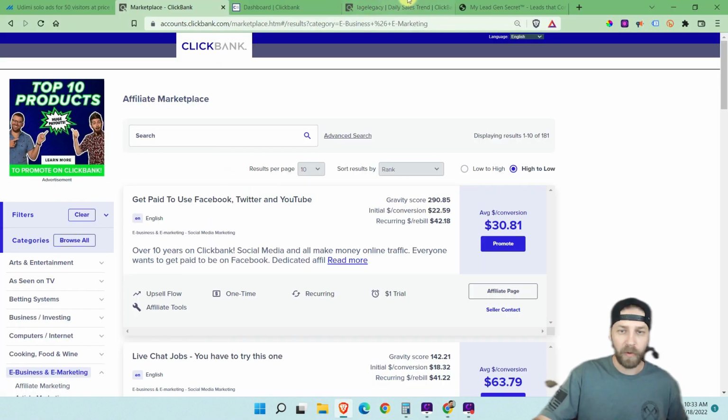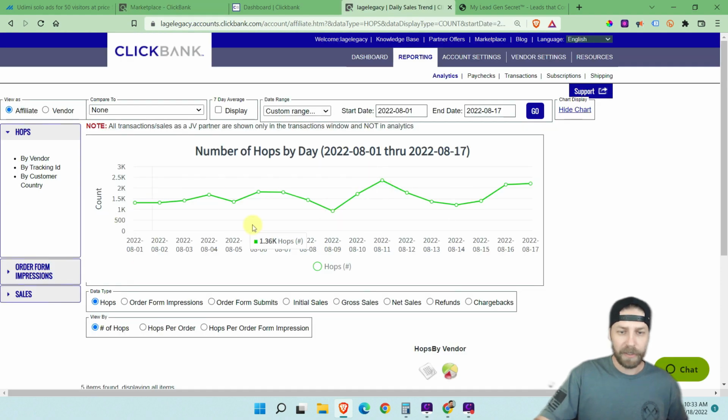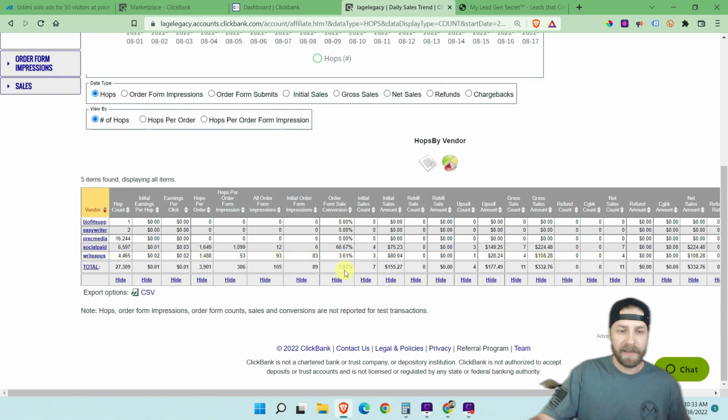So what I've done is I've come here, and this is real-time data, reporting from August 1st to August 17th, and I've taken these values right here. I've taken this value, the 7, this value right here, gross amount of sales. So I have 7 initial sales. Now I'm not including upsells because they are just part of upsells. So these are the initial sales. This is what you're going to need to calculate. Initial sales, your gross amount of sales, your order form impressions.